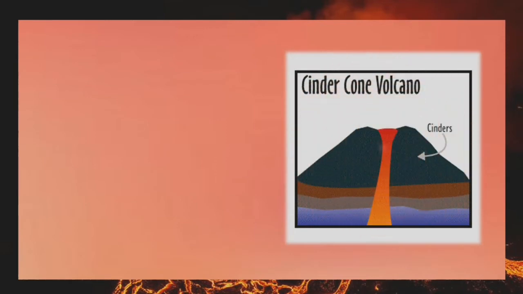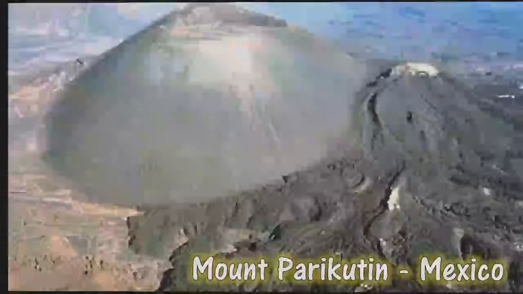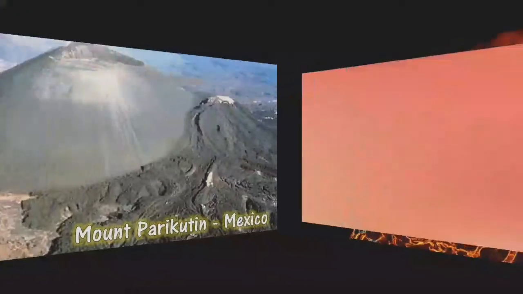The second one is cinder cone volcanoes. Cinder cone volcanoes are built from ejected lava fragments, have steep slopes, wide craters, and are the most abundant volcanoes among the three. Example, Mount Paricutin in Mexico.